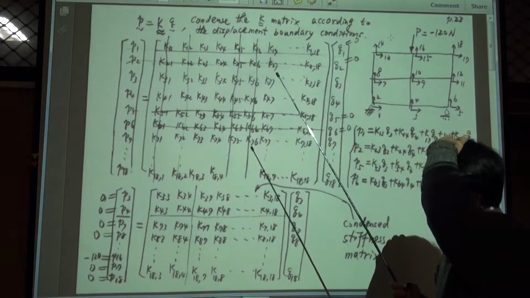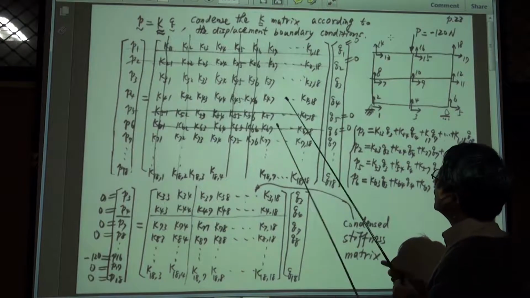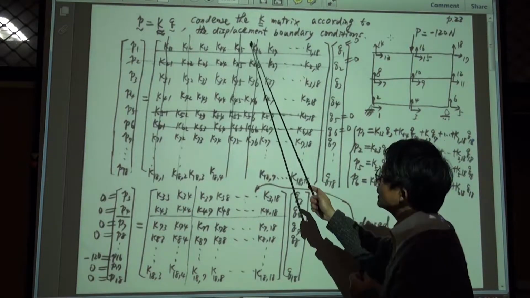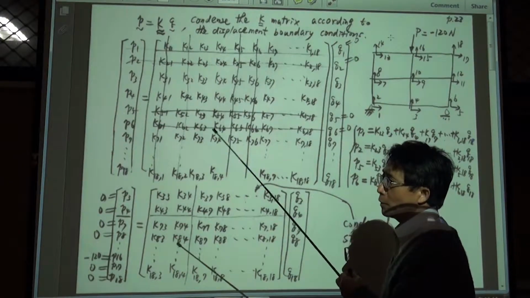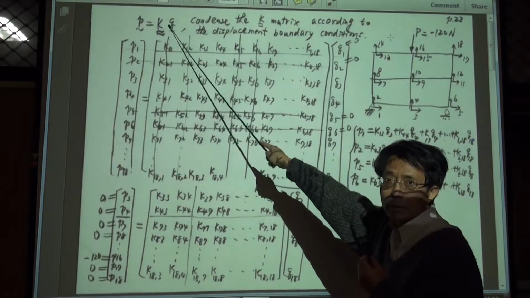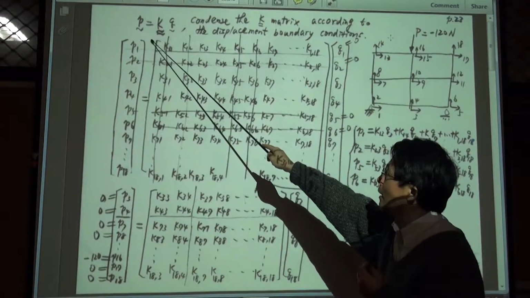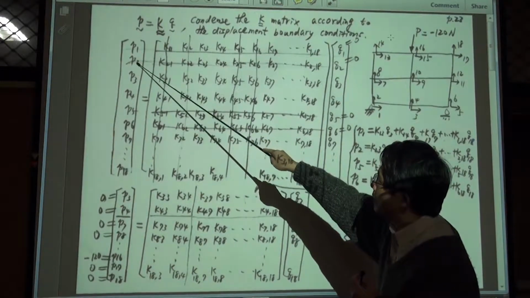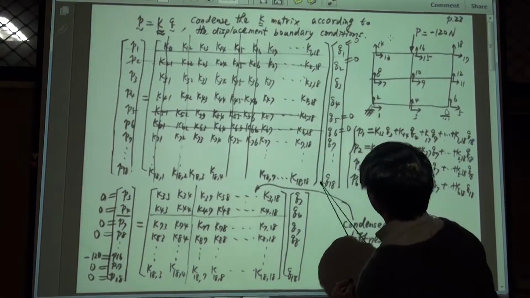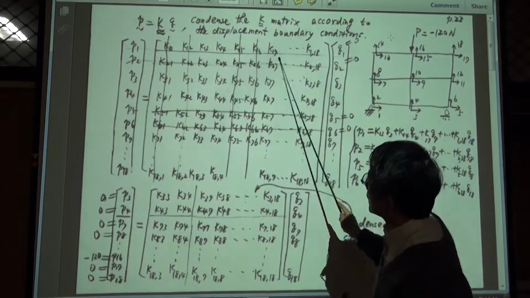In this section, we talk about the condensation of the global K matrix. Let us explain what we want to do. We have a matrix relation here. This P is P1, P2. This vector is written like this, and this matrix is written like this.